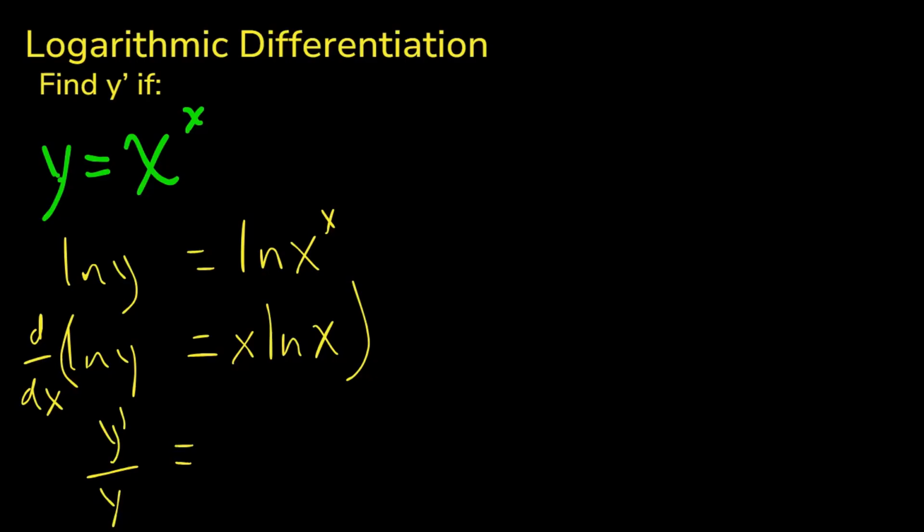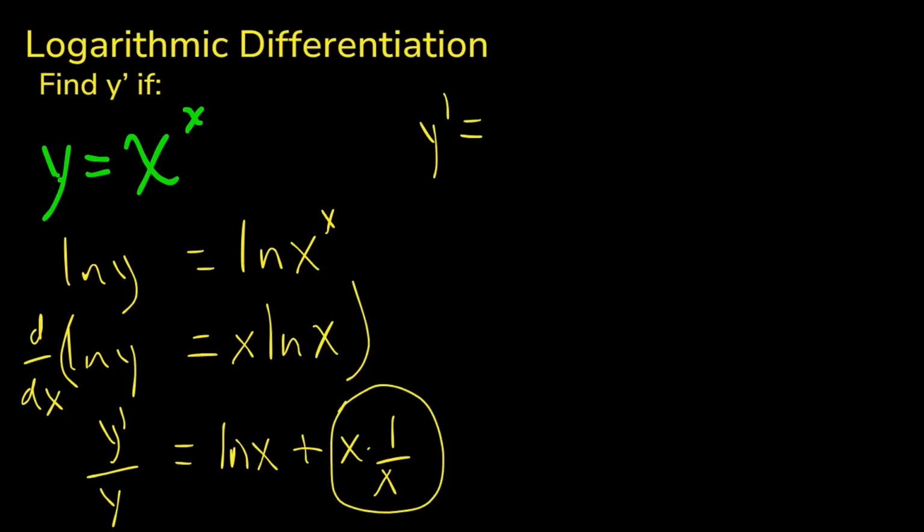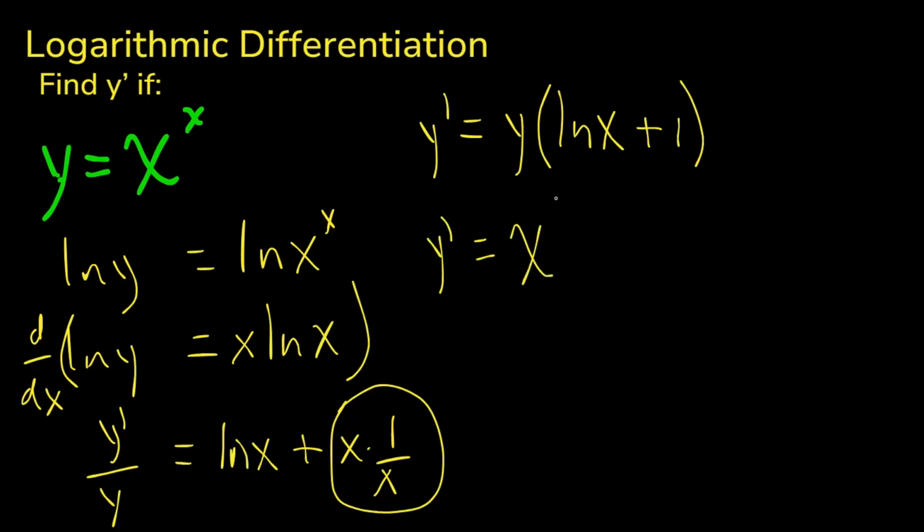Now we'd have to use the product rule here. Derivative of x is 1, so 1 times natural log x plus the first times the derivative of the second. So we would have y prime equals, I'm going to solve for y prime and simplify this x times 1 over x. So we'd have y times, and then this is going to simplify to x to the x times natural log x plus 1.